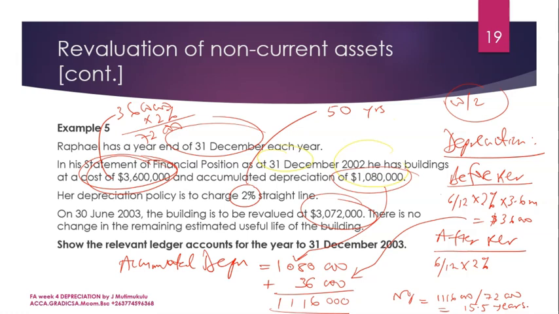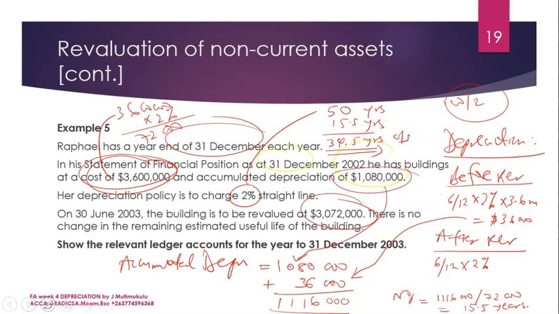So the number of years which are not consumed are now going to be 50 years minus 15.5 years, which means we are still having about 34.5 years outstanding. These are the years outstanding. So we are going to use those years, ladies and gentlemen, to compute our after revaluation depreciation.